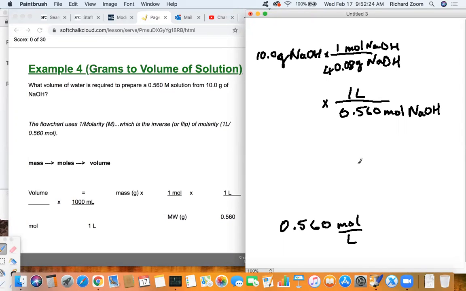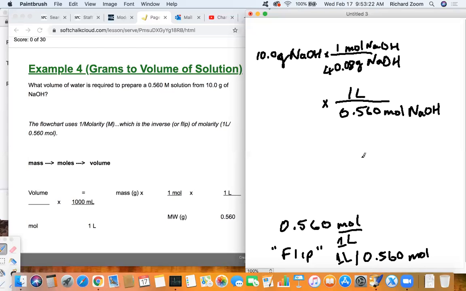Professor? Yes. Why would it be 1 liter and not just one like the last time you did it? Because if you look at concentration, it's moles per liter. And if you were to flip it over, think of this as being 1 liter down here. The flip is effectively 1 liter over 0.560 moles. When we were dealing with just concentration, with volume, it was just one divided by a volume. Now we're trying to divide by the concentration, which consists of moles per liter. So in order to do that, it's times 1 liter over 0.560 moles. Oh, I get it now. Okay. Thank you.